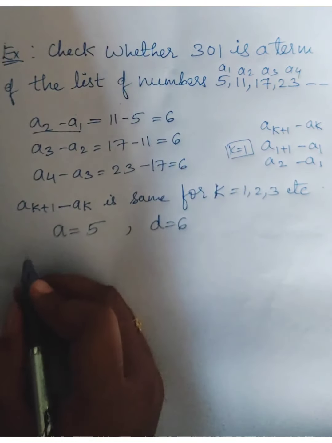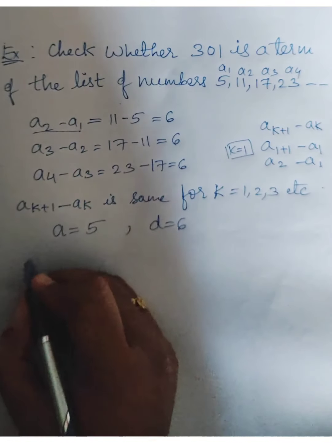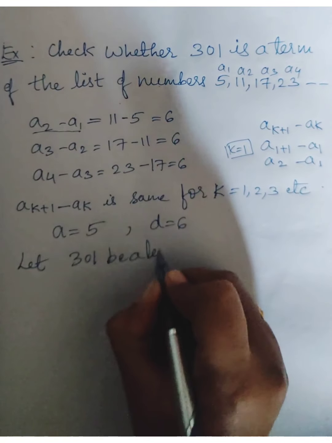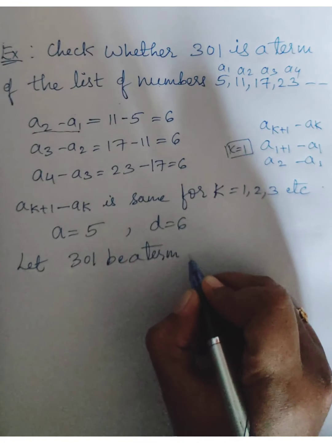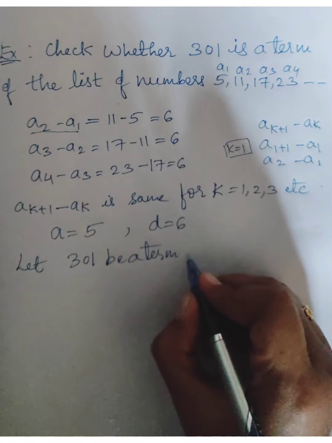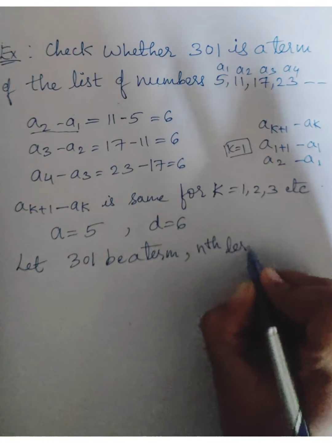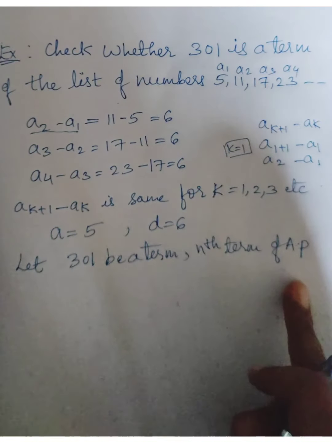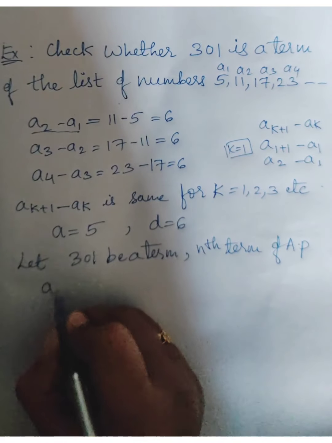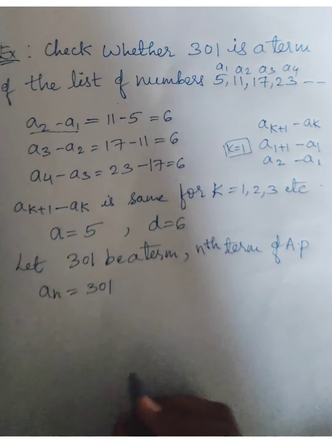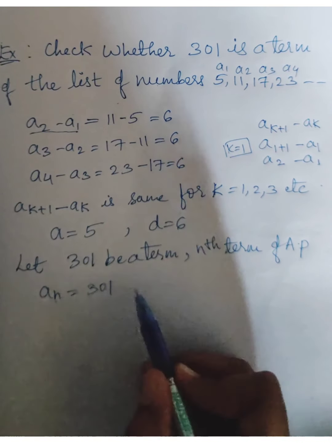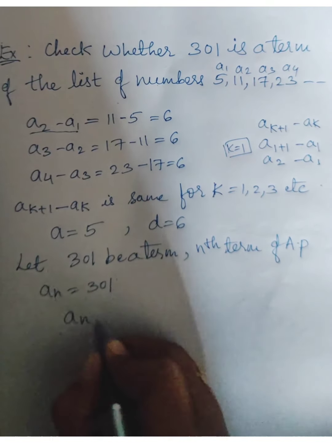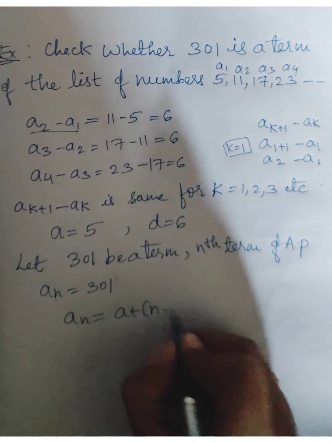Next step is, now I am going to consider 301 to be a term. Let this term be the nth term of the AP. The nth term of the AP in the sense that An is equal to 301, where n is not given, but An is given as 301. So what is the further step? An is equal to a plus (n minus 1) into d.